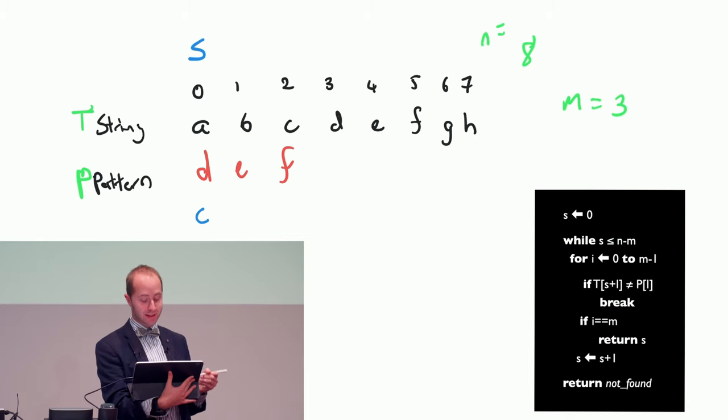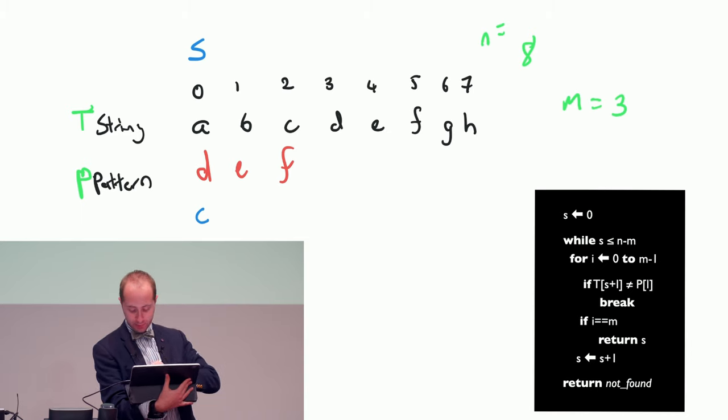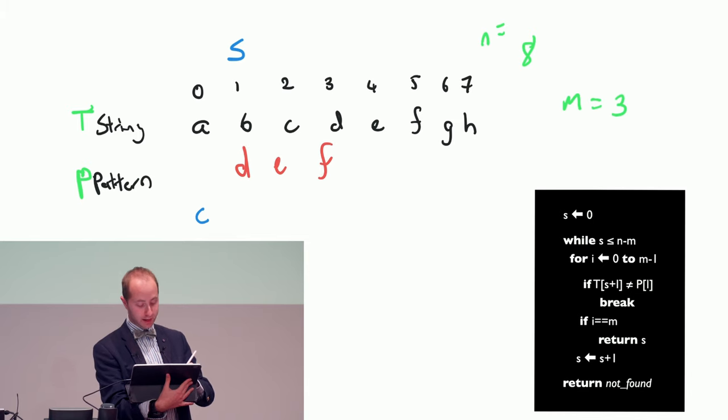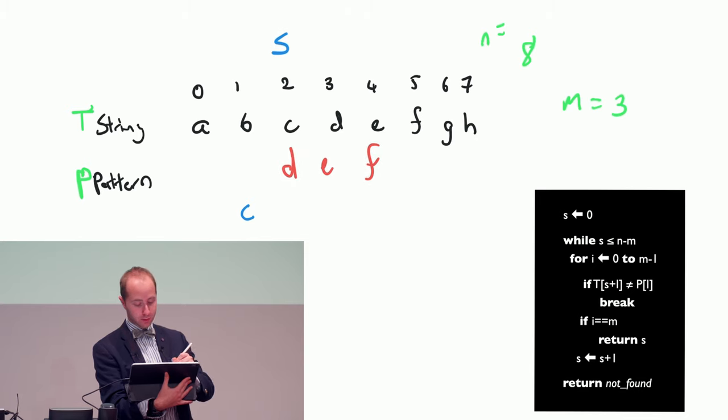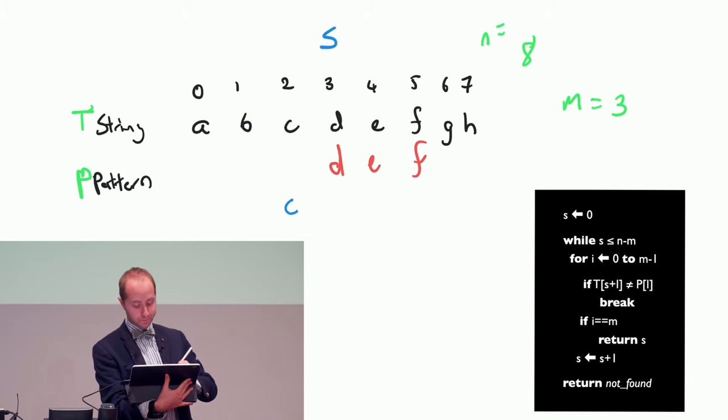Do A and D match? No. So we're at our condition here. They don't match, break out of that for loop and move S along 1. And that means moving our pattern to check to the next location. Do B and D match? No. Move S along 1. Do C and D match? No, they don't. Move it along again.